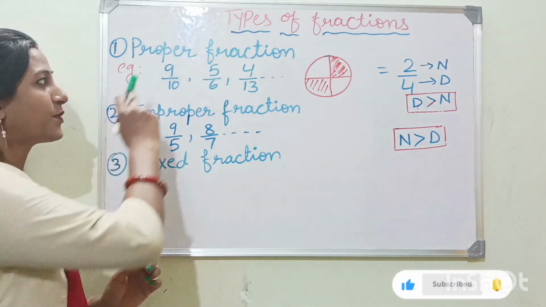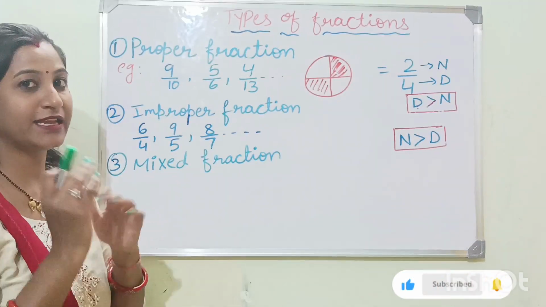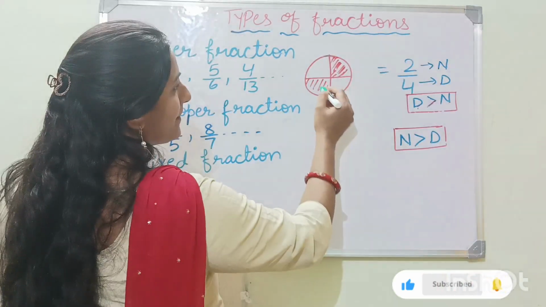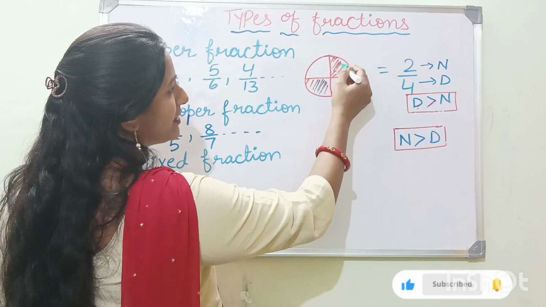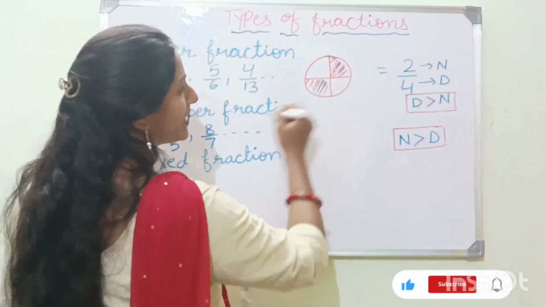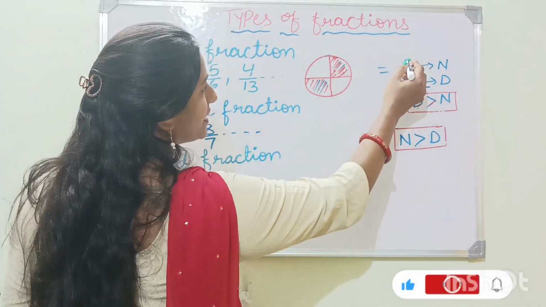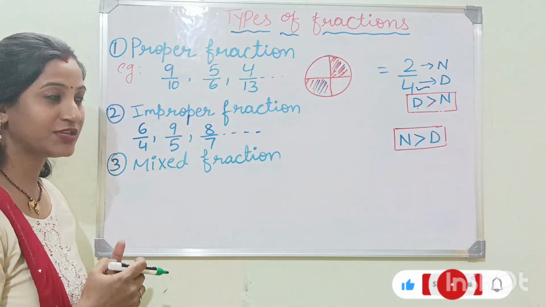So the first one is proper fraction. The word proper itself says that it is proper. Here, one circle, in that we have made 4 parts in total. Out of that, how many parts are shaded? 2. So how to write it as a fraction? 2 by 4. Total parts are 4, out of that 2 are shaded. So 2 by 4.